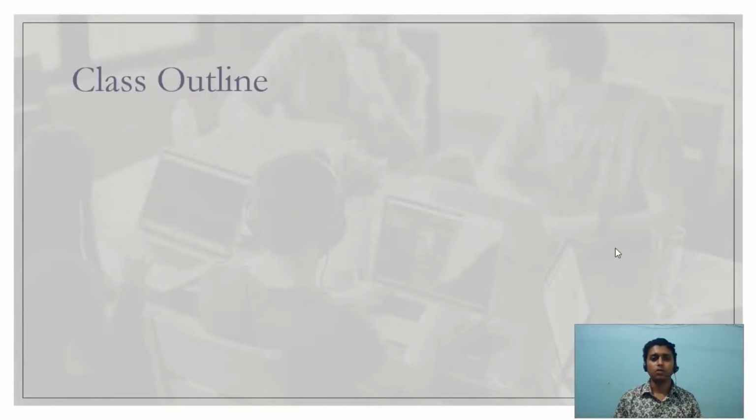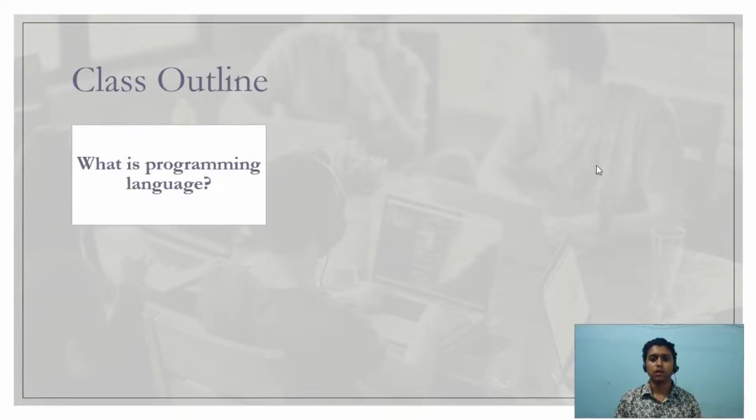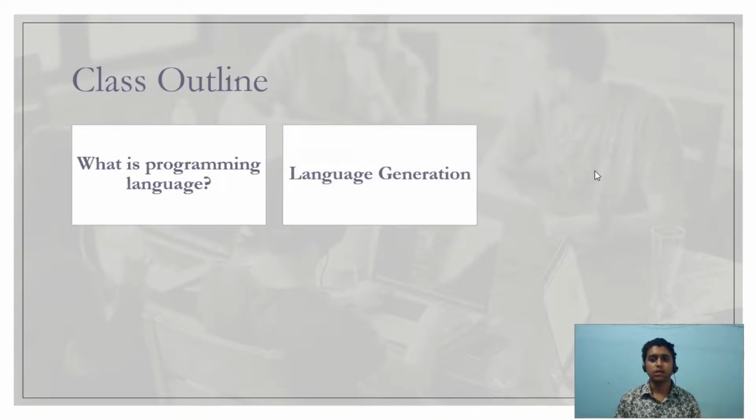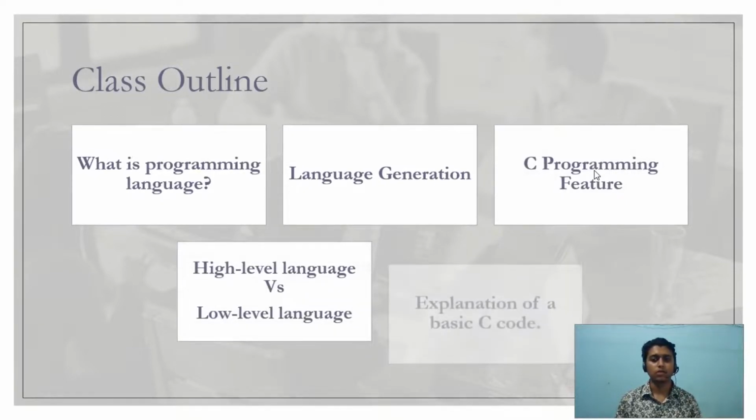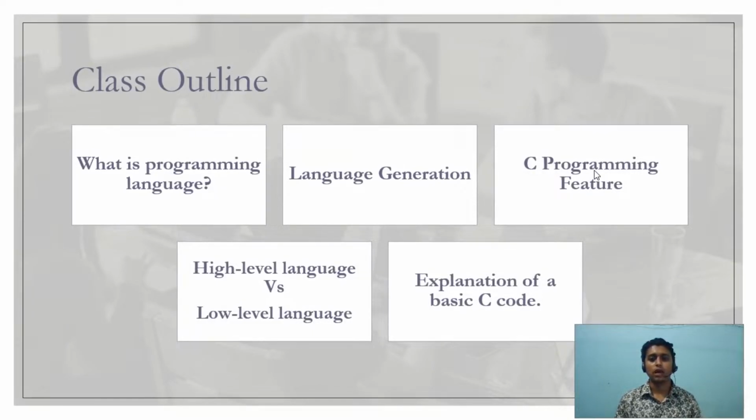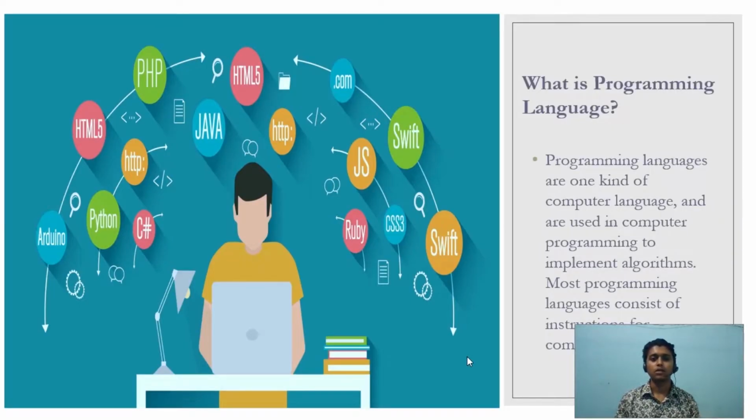First of all, we are going to discuss the class outline and what we are going to learn in this session. First, we are going to learn what a programming language is, and next, language generations, and then C programming features. After that, we are going to see the difference between high level language versus low level language, and finally we are going to explain the basics of C code. So let's take a look at the first thing, what is a programming language.